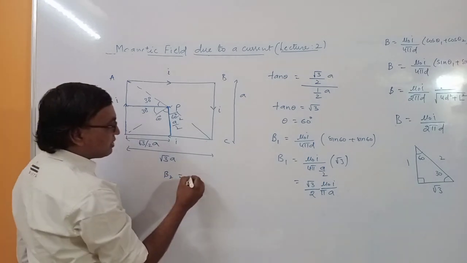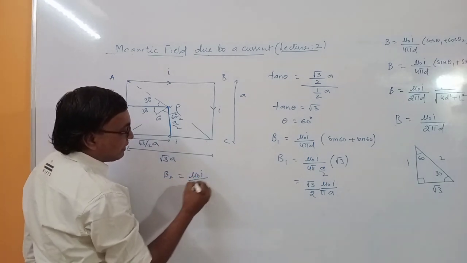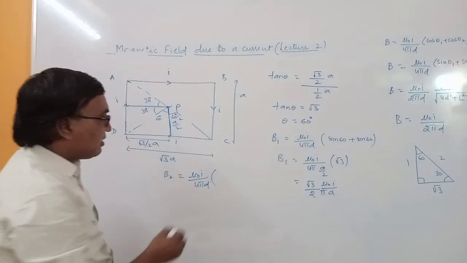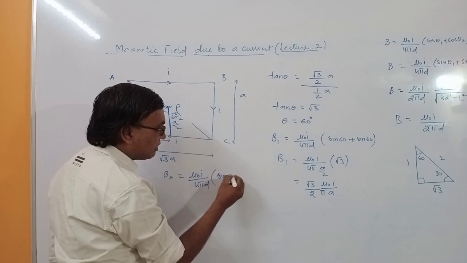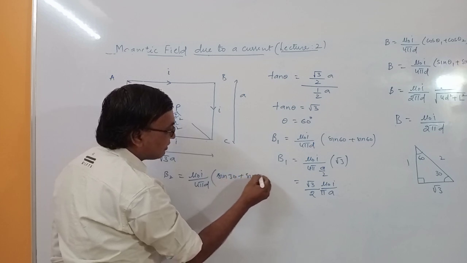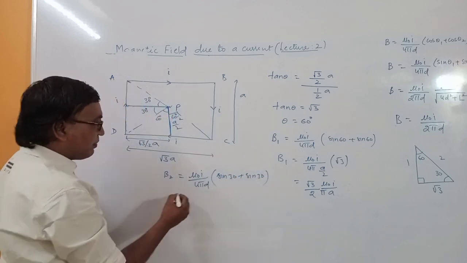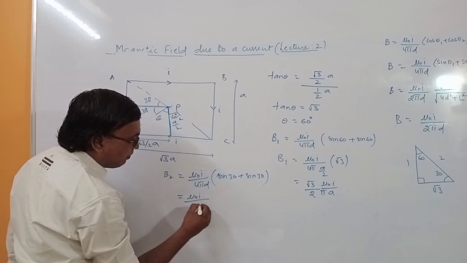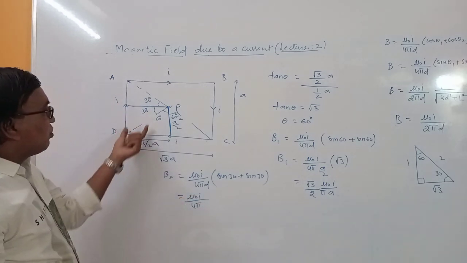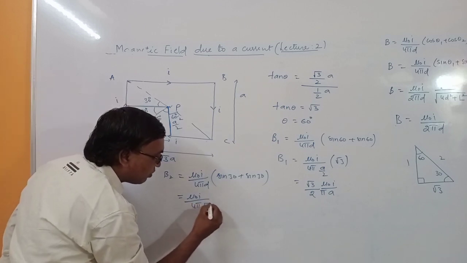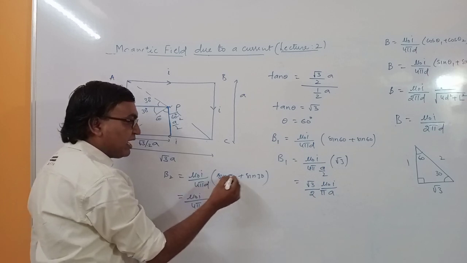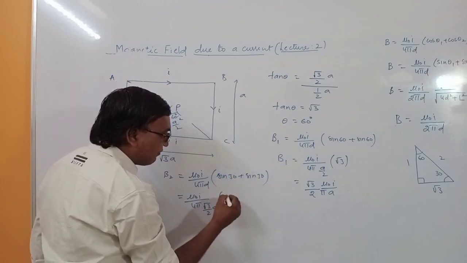So B2 is mu naught I by 4 pi d times (sin 30 plus sin 30). Okay, so d we have to replace. So mu naught I by 4 pi, d is root 3 by 2 a. Sin 30 is half, half plus half is 1.